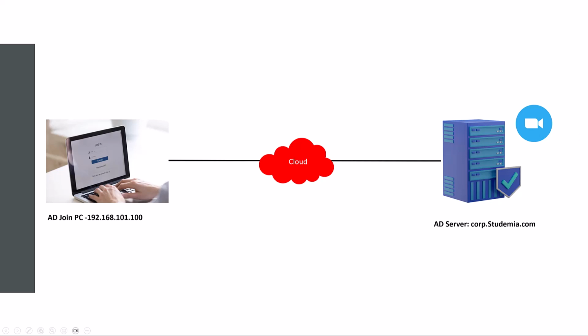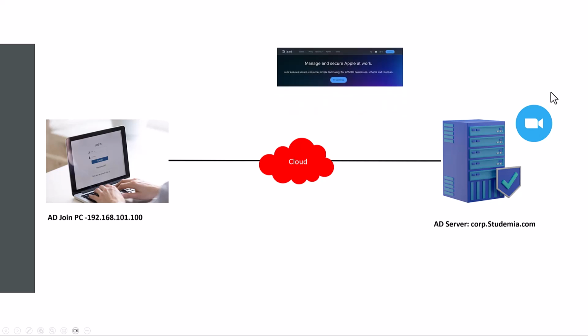As you can see on my screen, I do have AD server corp.studiomia.com and I do have an MSI package, which is Zoom. In this example, let's say we have to push the Zoom MSI package to all the AD-joined domain PCs. And if you have to push from Mac, you have to use another tool called Jamf, J-A-M-F. That's for the Mac management.